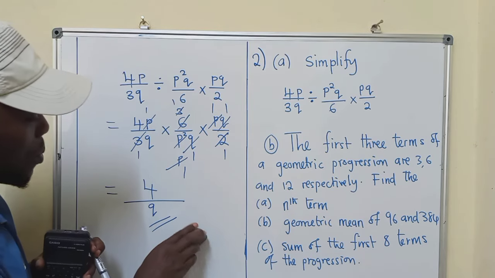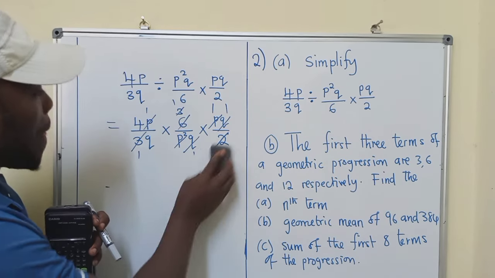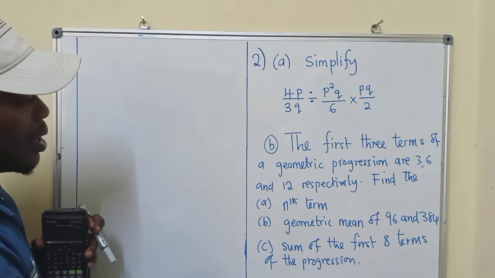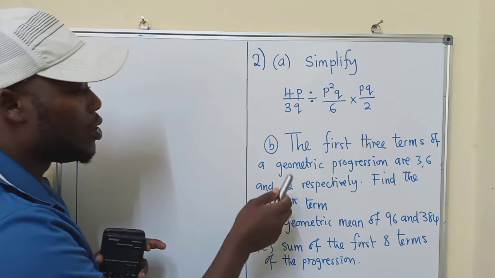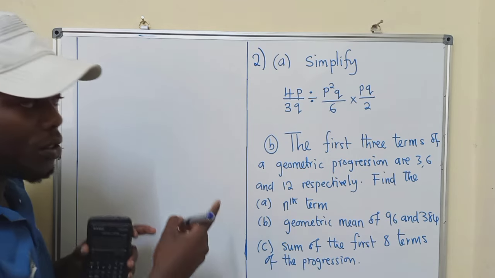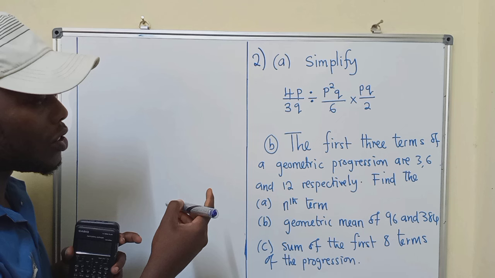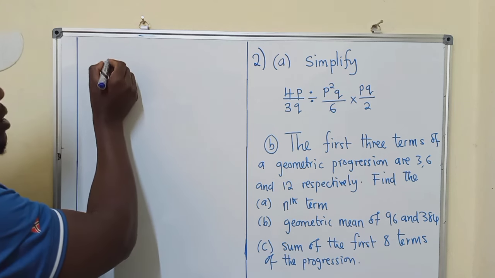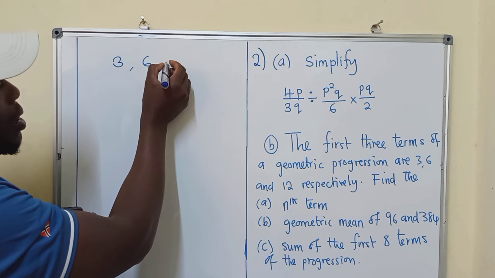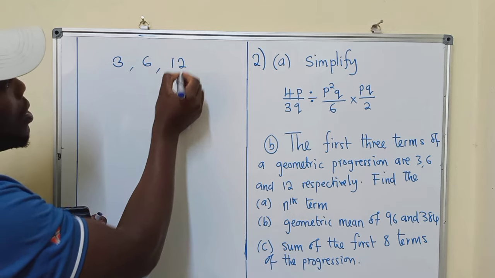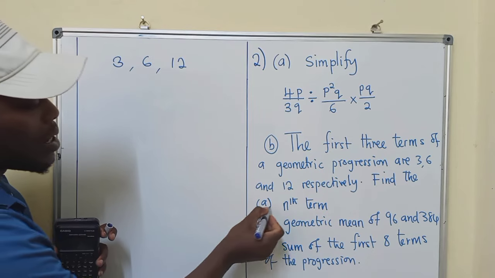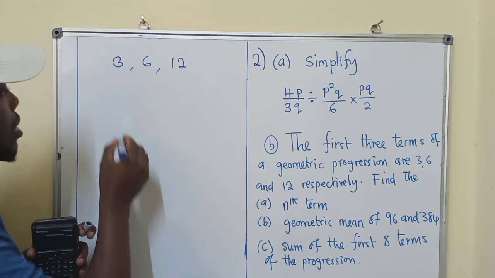Now we go to question B. It's on sequences. This is a geometric progression. They have said the first 3 terms of a geometric progression are 3, 6, 12. These are the first 3, and they want us to find the nth term.